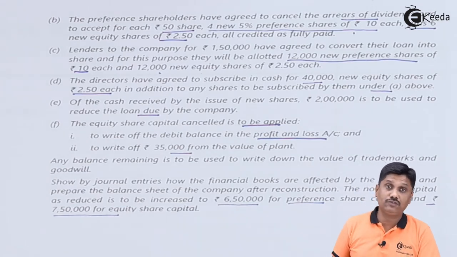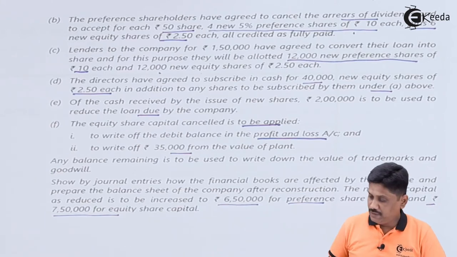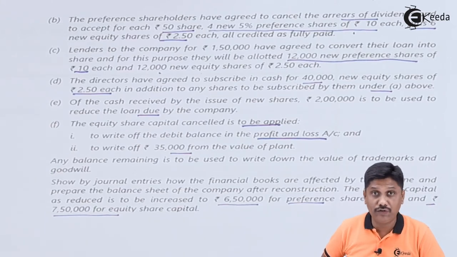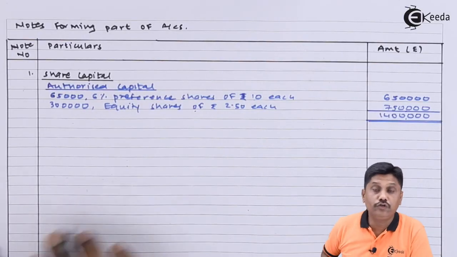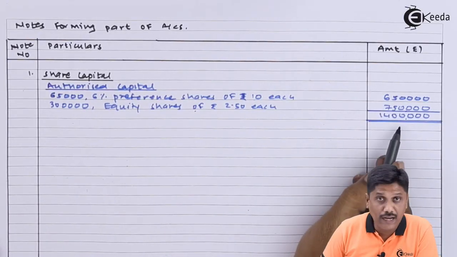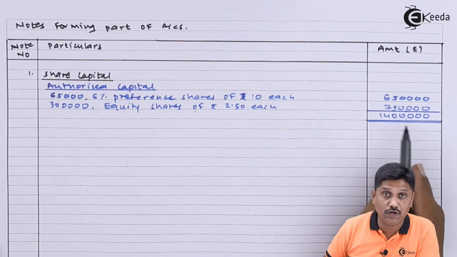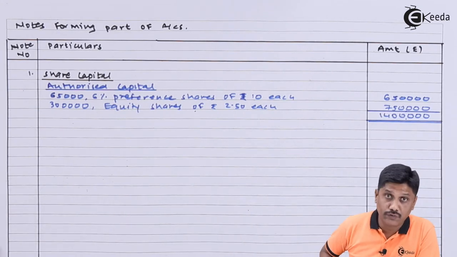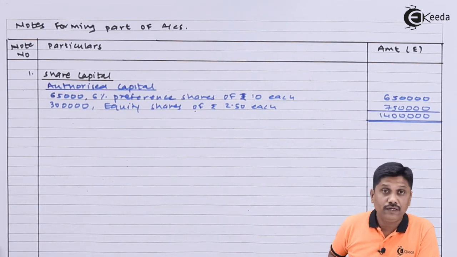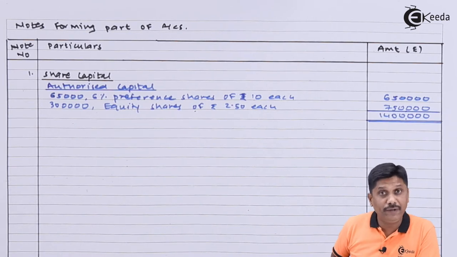So 7,50,000 divided by 2.5. Let me check. It must be 3 lakh shares. So this I will note as my authorized capital. So your total authorized capital comes to 14 lakhs. It is double underlined because it will not be counted in the total of your balance sheet. Right? Next, I need to write issued, subscribed and paid up capital.